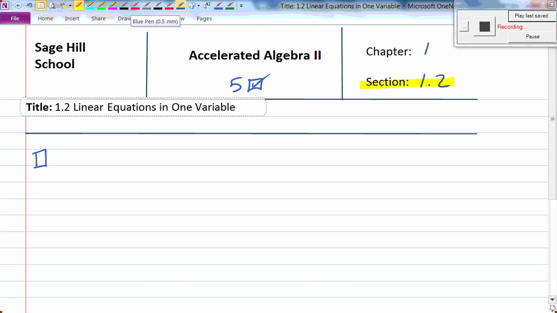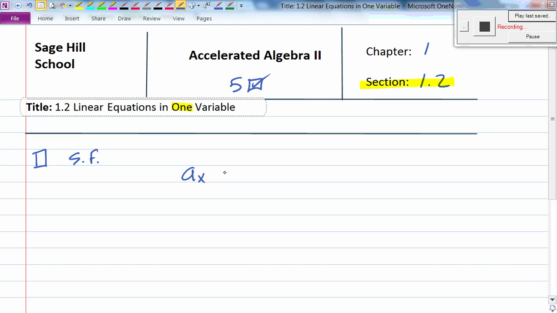So section 1.2 of chapter 1 is all about solving linear equations in one variable. And the key word here for us is that this is in one variable. So that means they're only going to have one variable in it. So you're going to be given equations, and the standard form for linear equations in one variable looks like this.